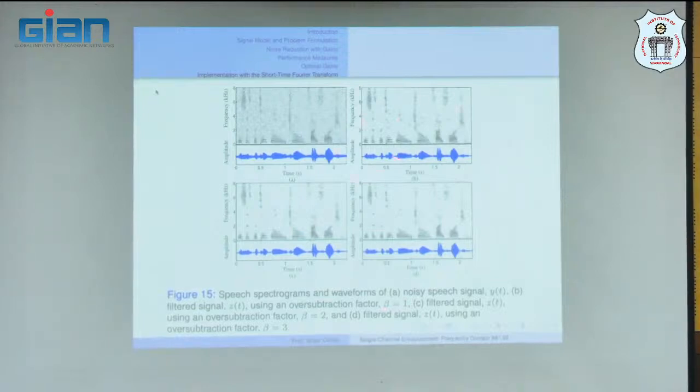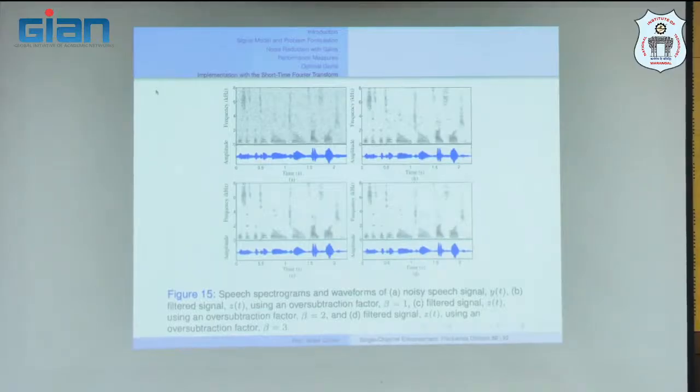So you see, when beta equals 1, we still have many noise components where we don't have speech. Here, beta equals 2. Here, beta equals 3. So when we increase beta, we remove more noise. But you see, we also suppress or remove weak speech components. So we have more distortion.